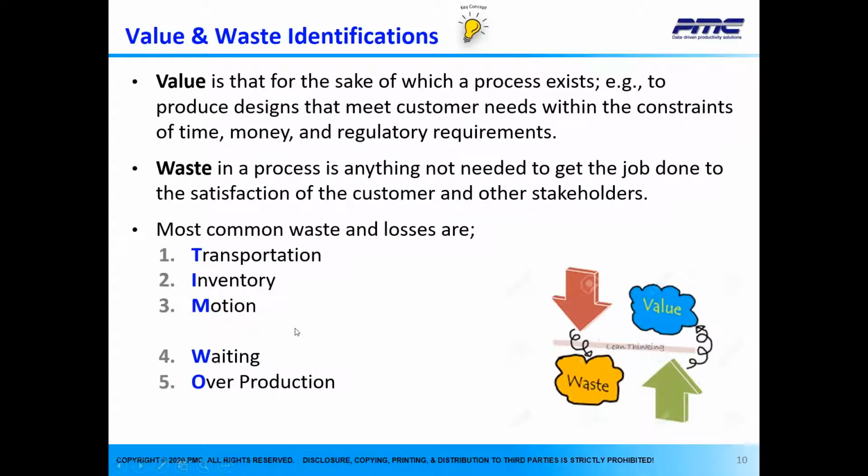Fifth one is overproduction. Overproduction is making more than required or needed. Next one is overprocessing. This one is, for example, tighter tolerances or higher grade materials than are necessary. A good example of that would be inspecting a defect visually versus putting that through an X-ray. Next one is defects. Any rework, scrap, incorrect documentation could be categorized as defect.